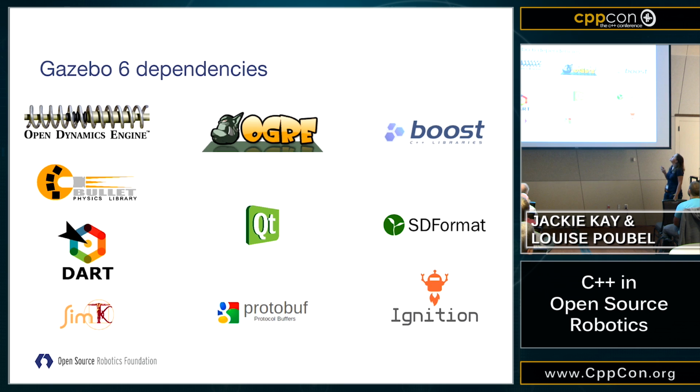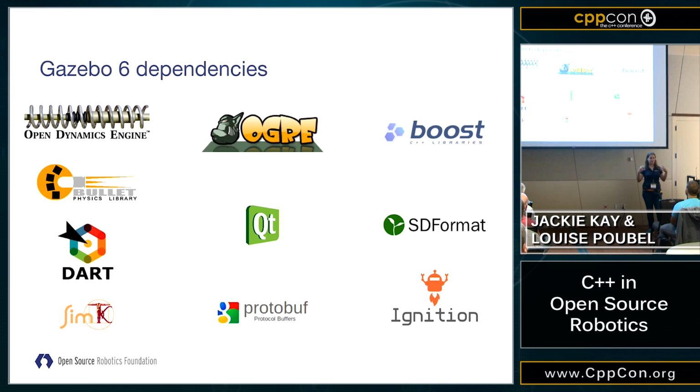SDF is the XML format that we use to describe the world. So everything that the user wants to have in their world in the simulator is described in XML. So you have a world tag, you have tags for robot models, for all the physical properties, for the visual description of the robot. So everything is described in the SDF format. And Ignition is a project that we're starting to break Gazebo apart.